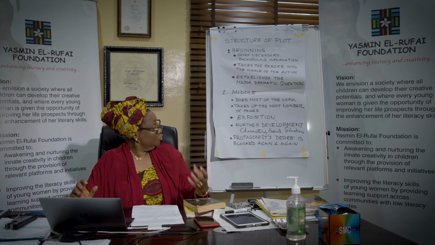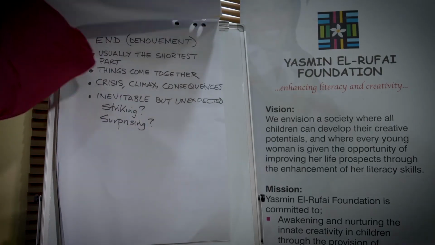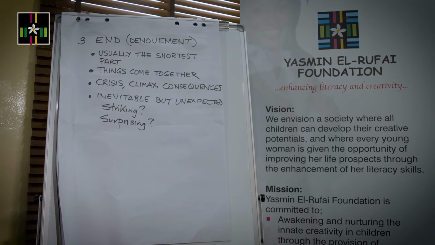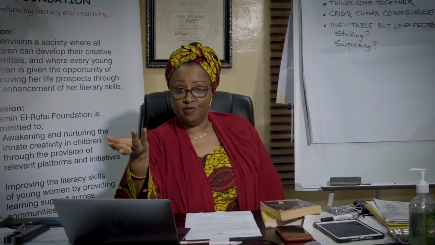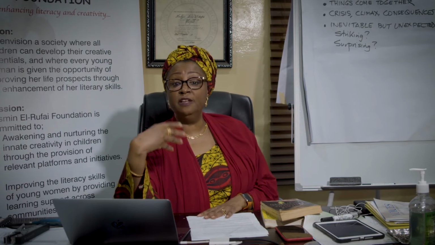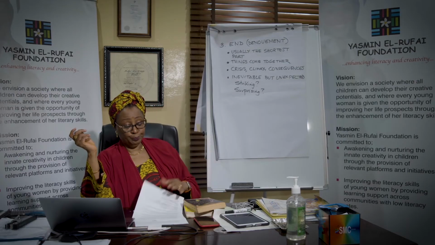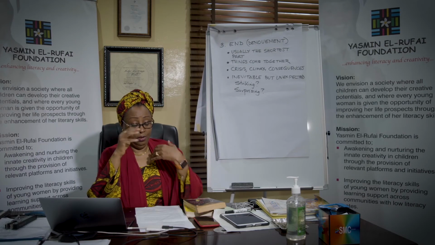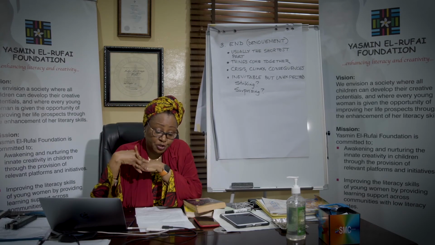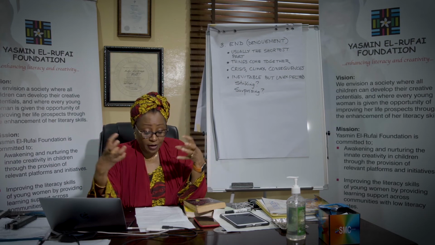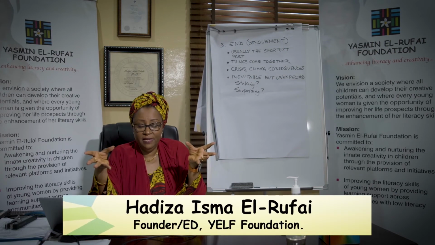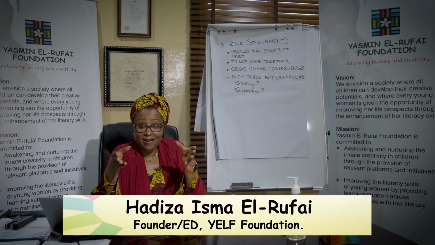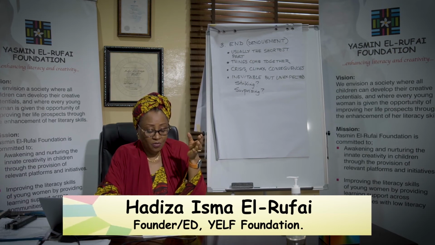The end is usually the shortest part. The end is also where you have what is called the denouement. The denouement is the resolution to all the conflicts that you've put out there. So that ending is usually the shortest, and this is where all the things come together: the crisis, climax, the consequences, and the inevitable ending, and that's where you answer your major dramatic question.